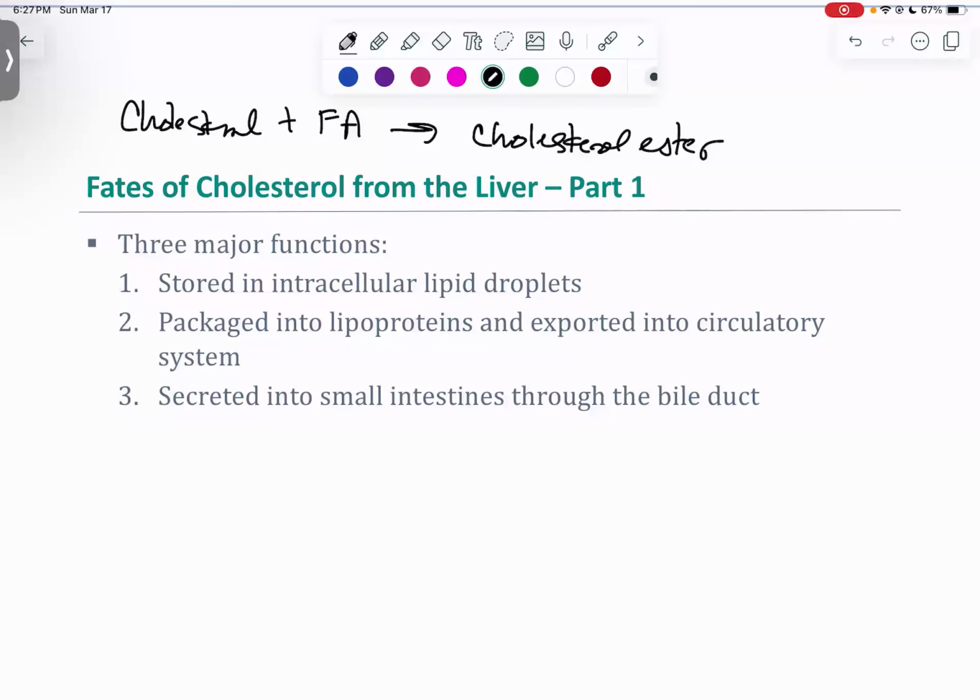And so there are three major functions if we turn it into an ester. Number one is just storage. We're going to store it in those lipid droplets where we stored the triacylglycerols, right? We could package them up in lipoproteins, export them out to whatever cell type needs it, no big deal. And then you can also secrete it into the small intestines through the bile duct. So this secretion right here, this is really the only way to rid the body of excess cholesterol. So rid excess.